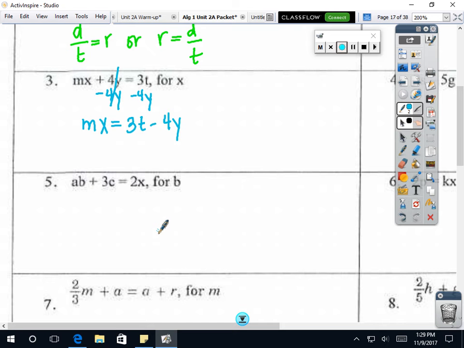Now to solve for x, what do we do? Divide by m, and divide this whole side by m. The m's cancel out, leaving x by itself. And if this were free response and you wrote it like that, I would accept that as a correct answer. But on the test, more than likely, they're going to split it into two fractions, 3t over m minus 4y over m.